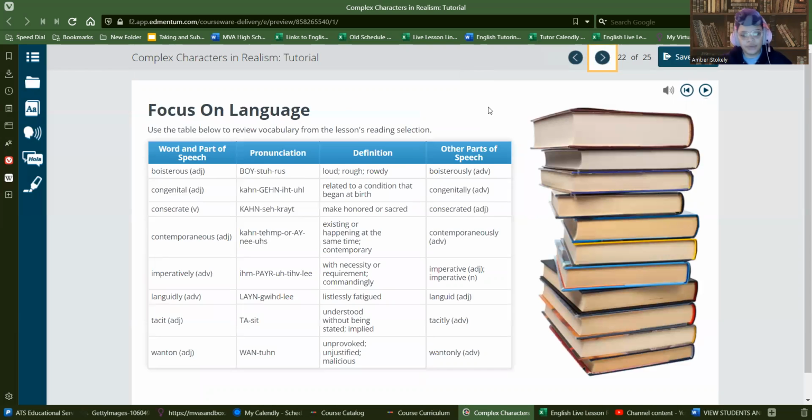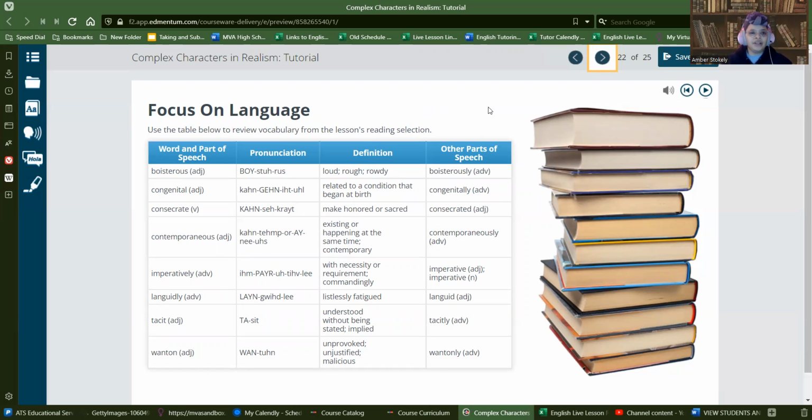The next section, really quickly, is focus on language. There's just a vocabulary table here. Now, I just want to remind you, because I've had some students I've worked with who have forgotten: if you have a focus on language table in your tutorial, that means that some of the questions in the pool of what you're going to get from your mastery test are going to be on these words.